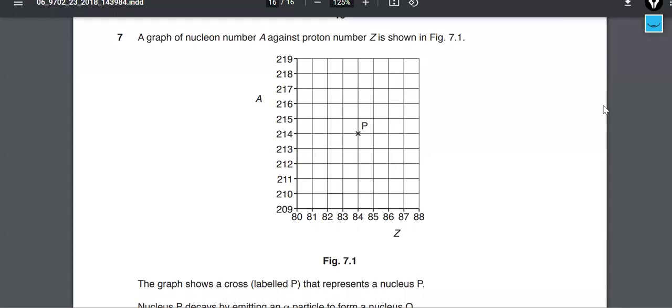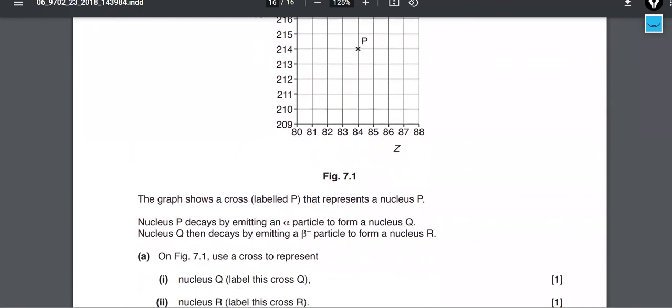Hello and welcome. In this worked example, we're taking a look at a radioactivity question from paper 2. It's a graph of nucleon number A against proton number Z, shown in figure 7.1. See that there. Then it says the graph shows a cross labeled P that represents a nucleus P.